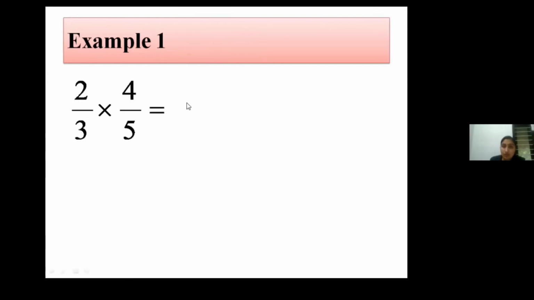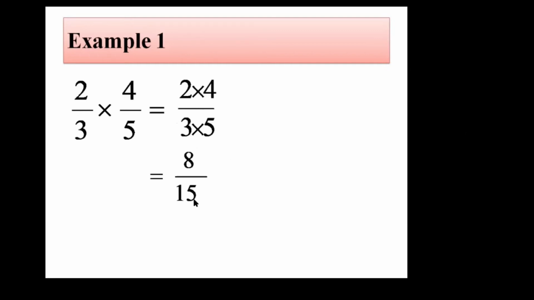So we have to find the product of numerators by the product of denominators. That is 2 into 4 by 3 into 5. 2 and 4 are the numerators, 3 and 5 are the denominators. 2 into 4 is 8, and 3 into 5 is 15.